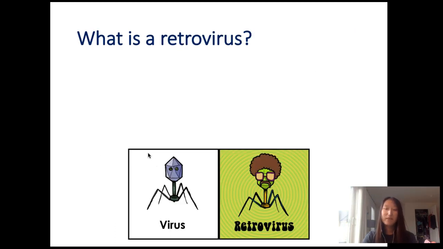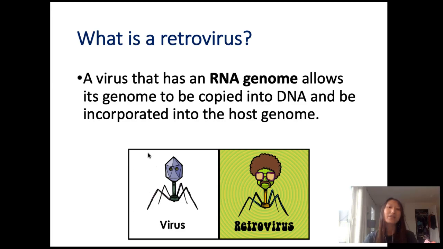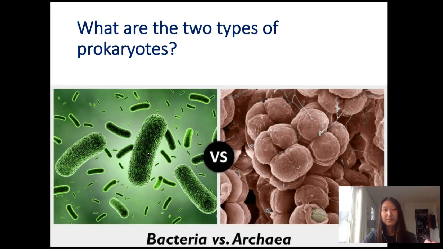Now, this is just an interesting thing that you're also required to know about. A retrovirus is any virus that has an RNA genome, because normally we go from DNA to RNA to protein, and a retrovirus does kind of the opposite. It goes from RNA back to DNA, and then from DNA to RNA to protein. So this process is very interesting for sure.